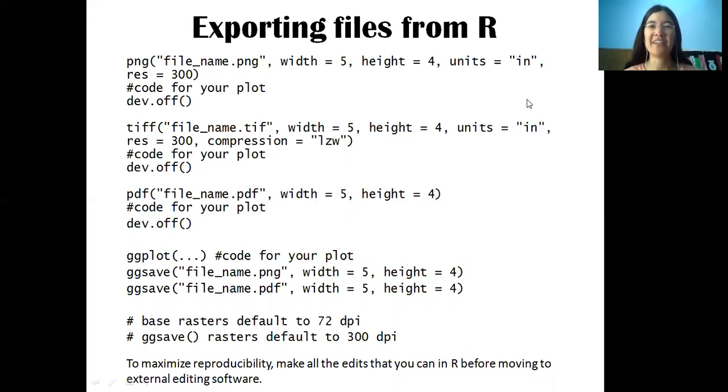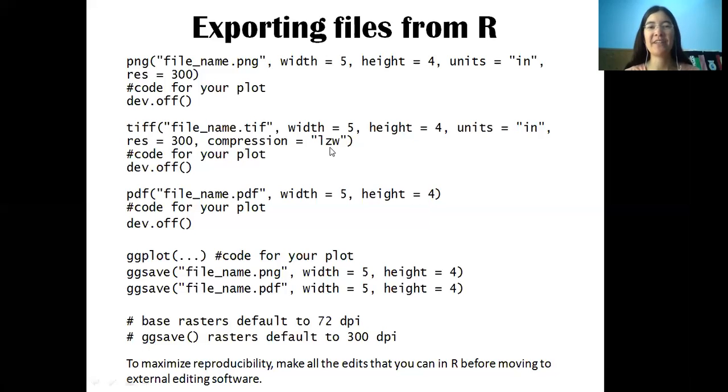You want to specify the height and the width in whatever units you'd like, and then you can also specify the resolution. So it's in DPI, so this is 300. You run this line, you then run the code for your plot, nothing will appear, that's normal, and then you run dev.off, and then it'll save the plot to your current working directory or wherever you've specified in the file path.